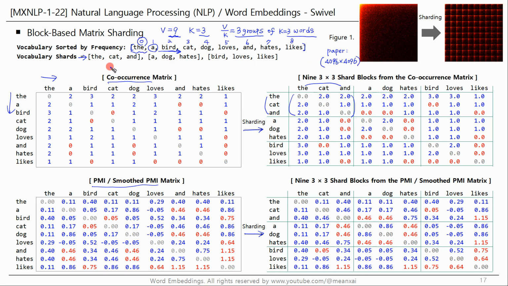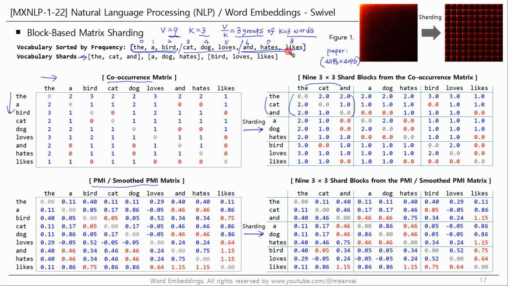Now there's one important detail here. We don't simply take the vocabulary list and split it into consecutive groups of 3. If we did that, the first group would contain mostly high-frequency words, while the later groups would contain mostly low-frequency words. In other words, a block containing only frequent words would have many large co-occurrence counts and much more data to process.